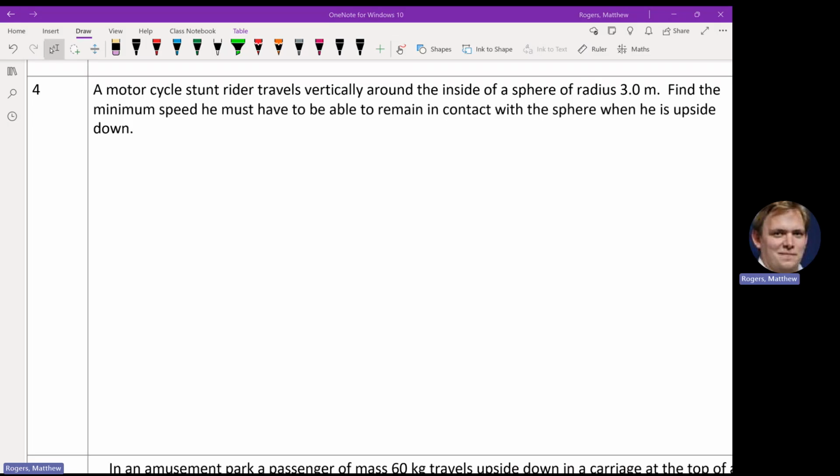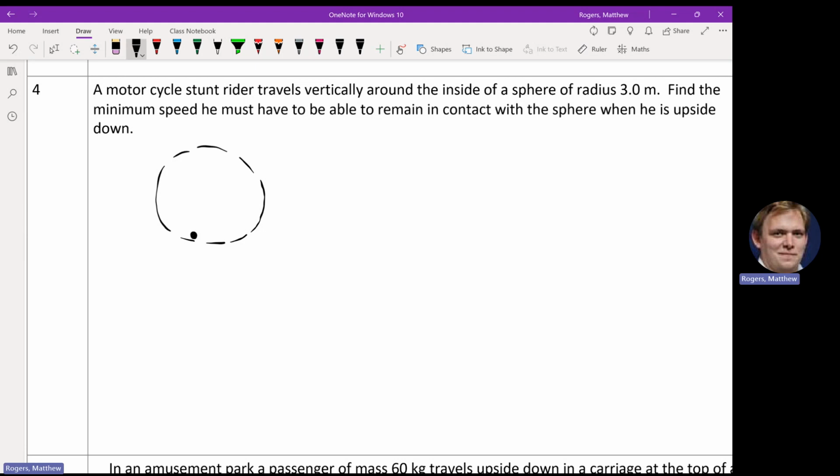Question 4. A motorcycle stunt rider travels vertically around the inside of a sphere of radius 3 meters. Find the minimum speed he must have to be able to remain in contact with the sphere when he is upside down. So again, as with all questions, a diagram usually helps.